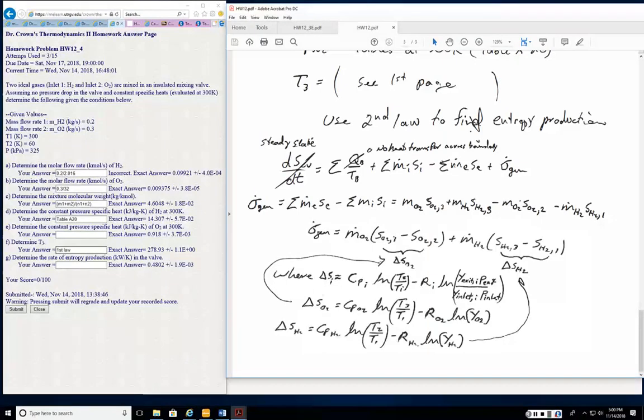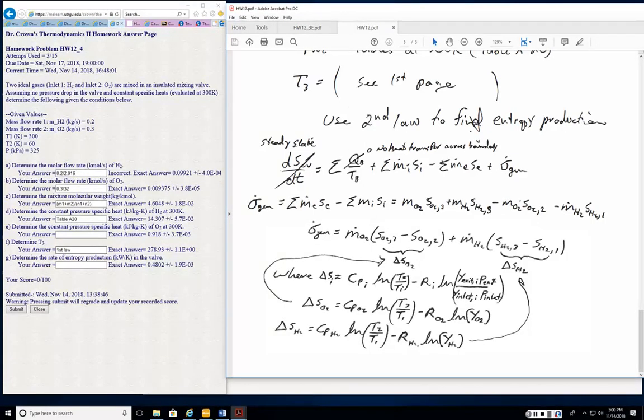So we use the mole fraction of the oxygen at the exit, and for this equation, the mole fraction of hydrogen at the exit. So this is my delta S for O2, my delta S for H2. I put those in, multiply them times the mass flow rates of each, hydrogen and oxygen, add it together, and I get the entropy generation.